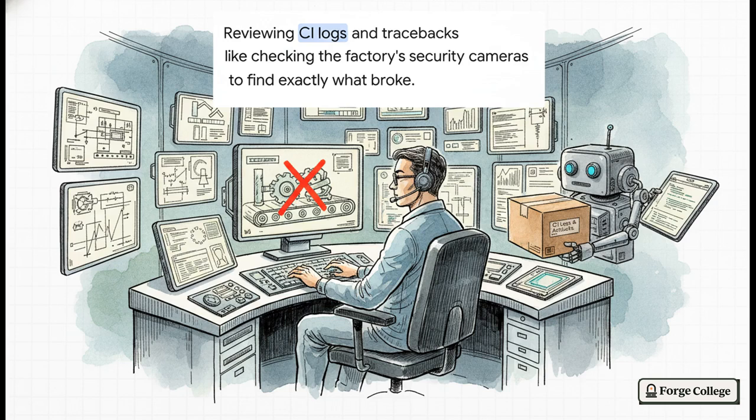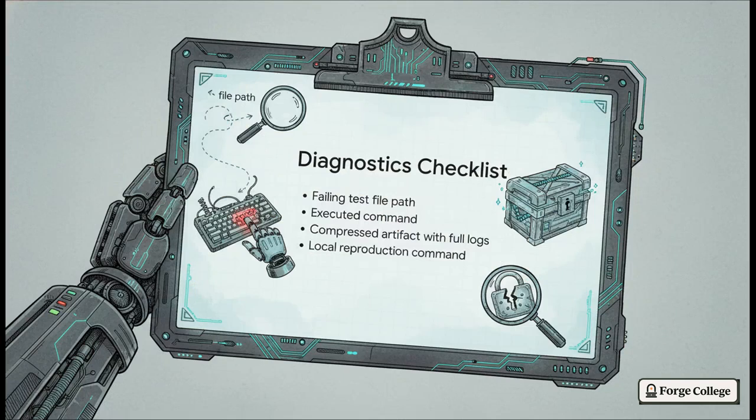You read the CI logs, you check the tracebacks, and you download the exact artifacts that the robot saved for you at the precise moment of failure. And to make this incredibly easy for you, here's your actionable diagnostics checklist. When a pipeline fails, just look for these 4 things in the logs.